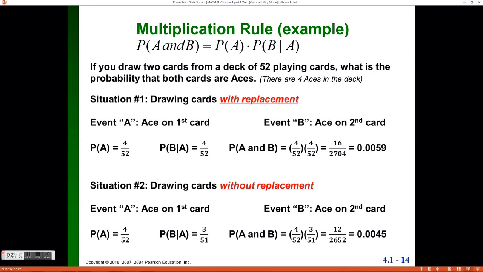The multiplication formula is used to find the probability of one event occurring and another. The formula shown here tells us that if you want to find the probability of two events both occurring, let's call them events A and B, then you would want to take the probability of event A occurring and multiply it by the probability of event B occurring.